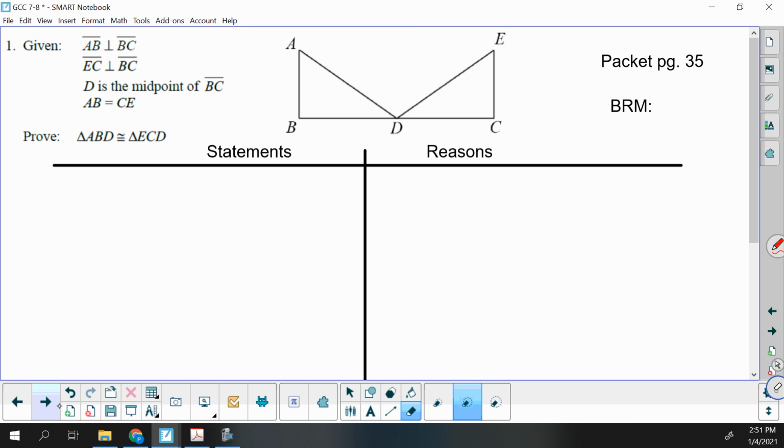So the review pages start on page 35. You will want to do all of the problems, so that altogether there are 9 review problems. You'll want to do all 9 before the test. We are going to do 3 of them together. The rest of them you'll do on your own.